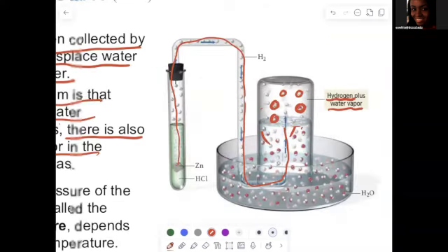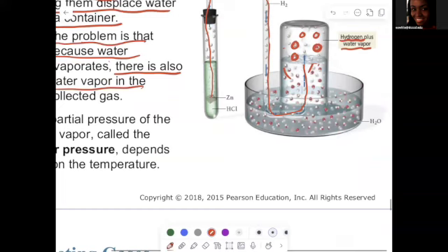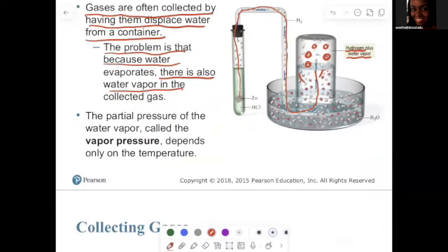Remember the law of a mixture of gases? That is Dalton's law of partial pressure. So Dalton's law says here that we have two gases: a partial pressure from the hydrogen gas that we were actually creating, the dry hydrogen gas, but then we also have a pressure being generated by the water vapor. So this is the water vapor. When you add these two pressures, you get a total pressure.